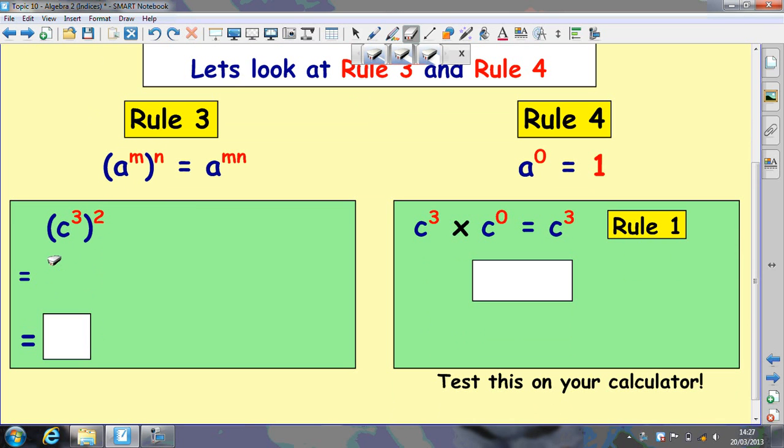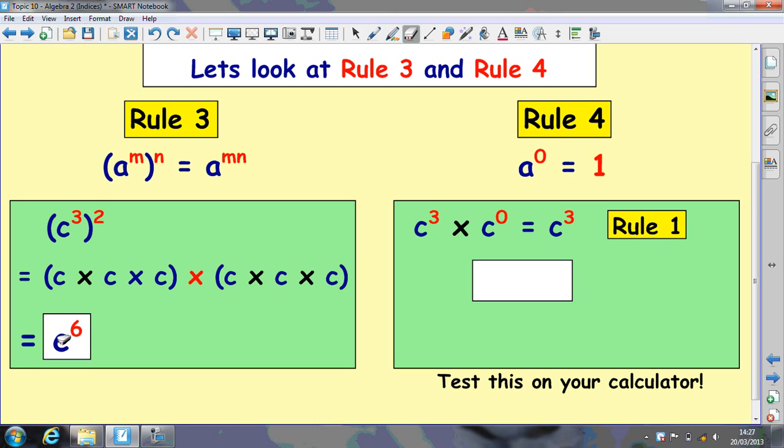So if we look at c cubed, we can rewrite c cubed as c times c times c. And if we square all that, then we're multiplying it by the same again, c times c times c. So how many c's have I got now? Well, 6 multiplied together, so that's c to the power 6. Easy way to do it, 3 times 2 makes 6. So in this scenario, we don't add the indices anymore. We multiply them when you have a power inside a bracket raised to another power.